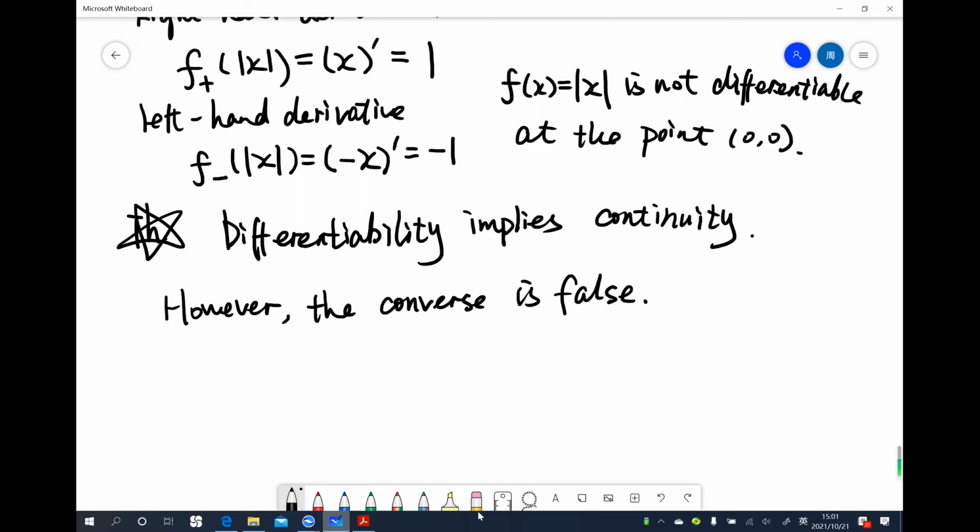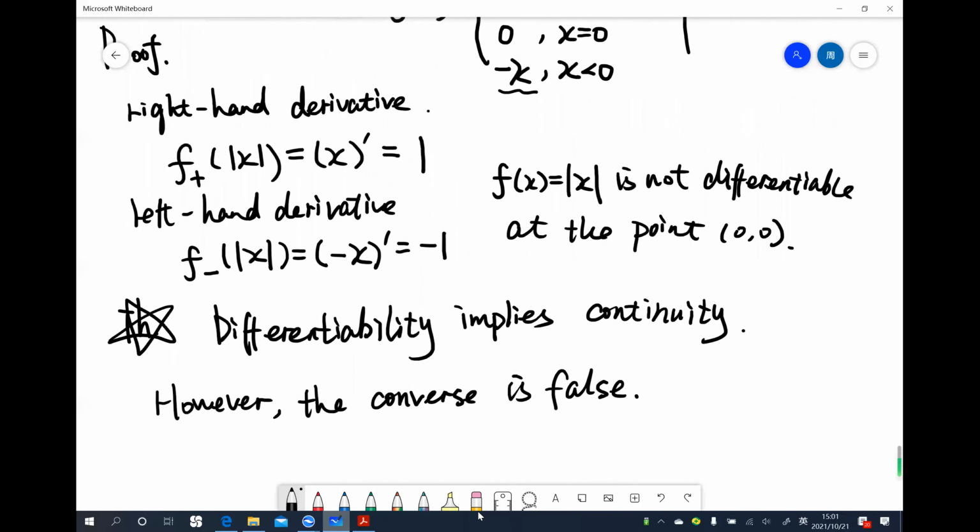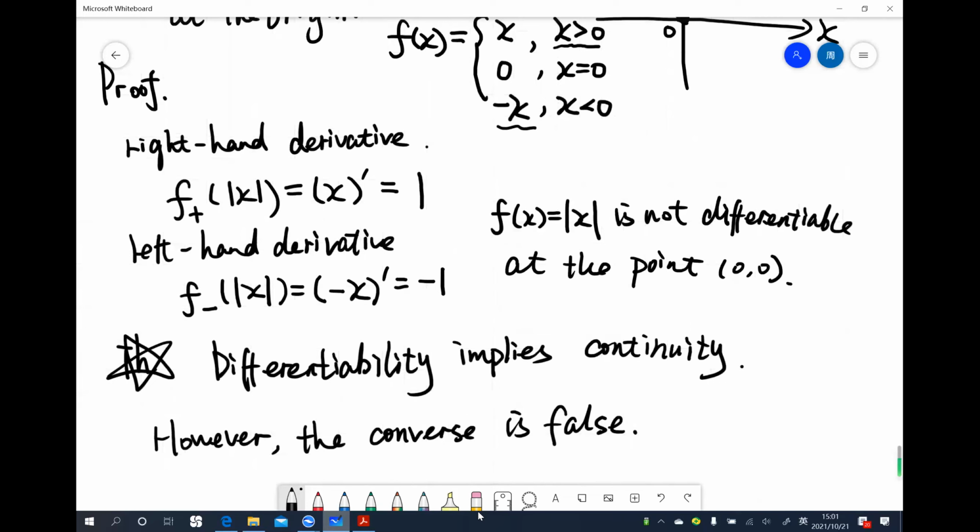So this example tells us, although the function is continuous at this point, it is not differentiable at this point. So you should remember this theorem. That is very important.